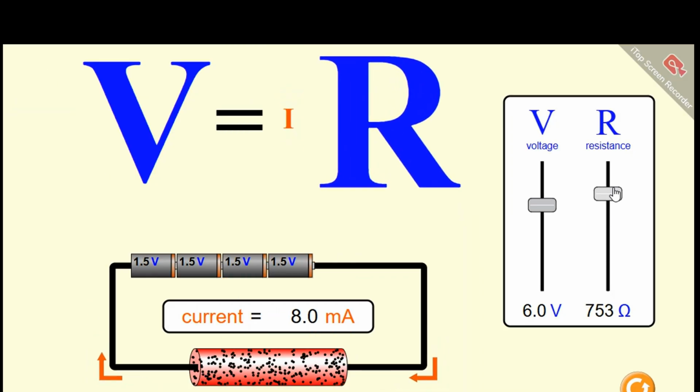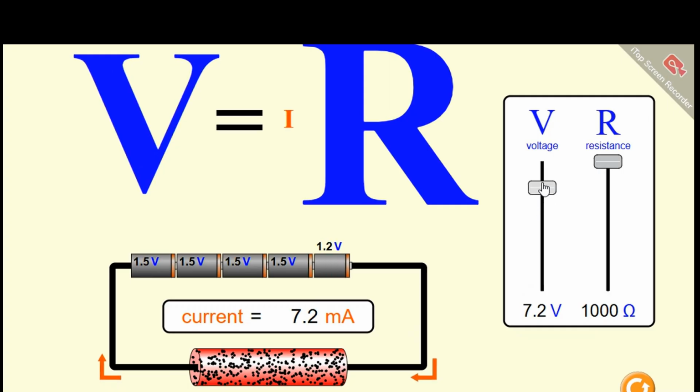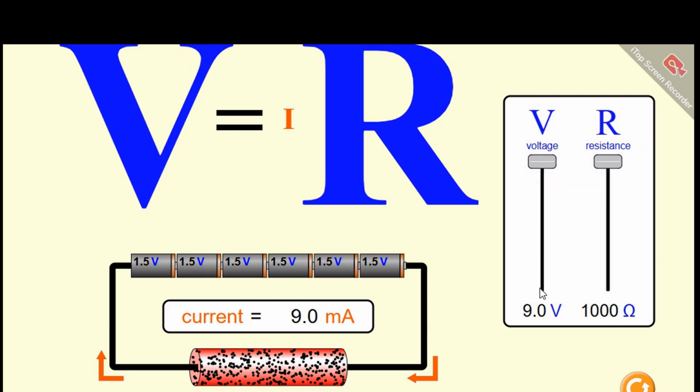And if we increase the resistance value to the maximum of 1000 ohms, the current value will be minimum, about 6 milliampere only. Like that, you can also increase the voltage to about 9 volts, and for maximum resistance, the current value will be minimum, 9 milliampere only in this circuit.